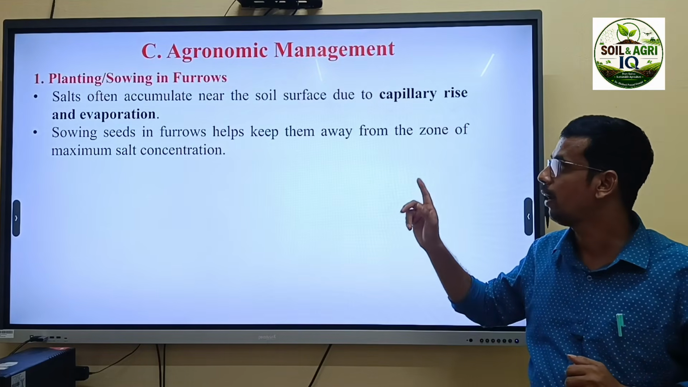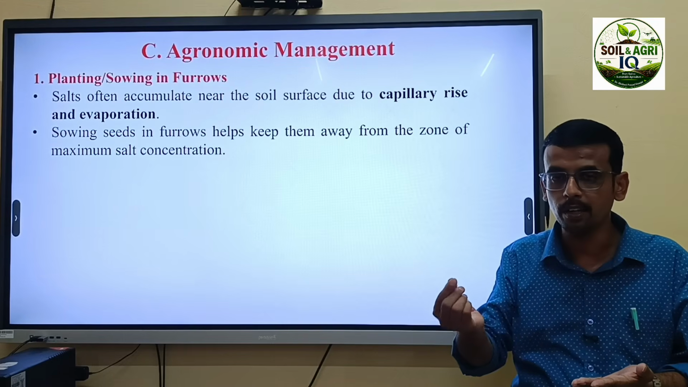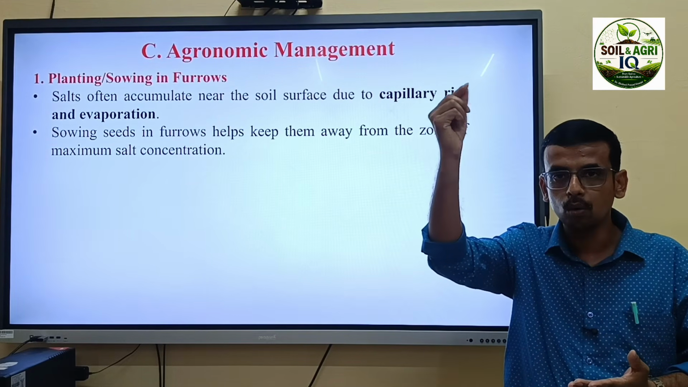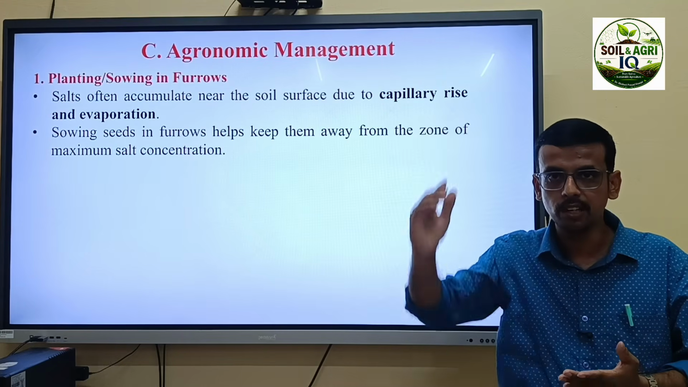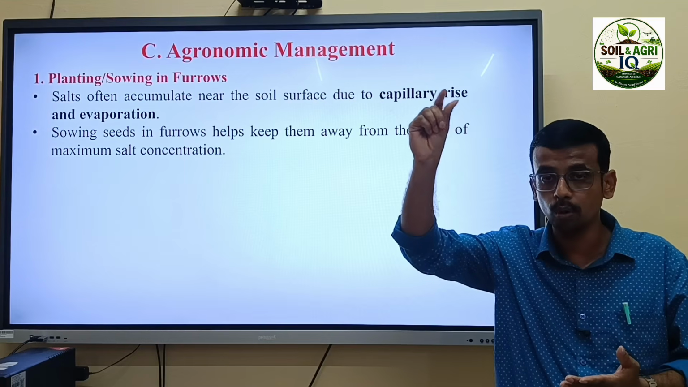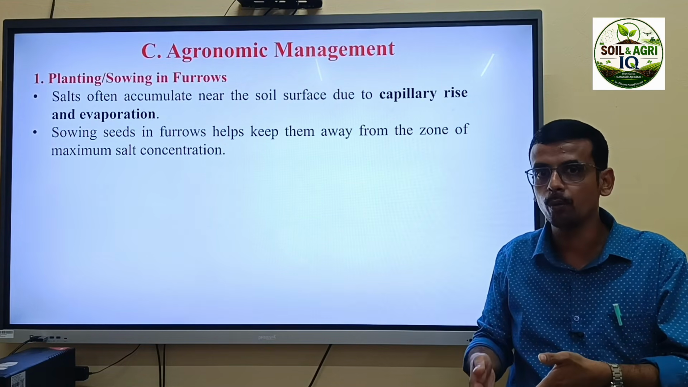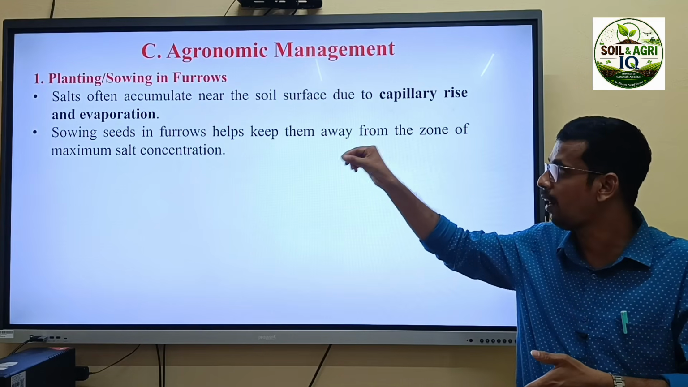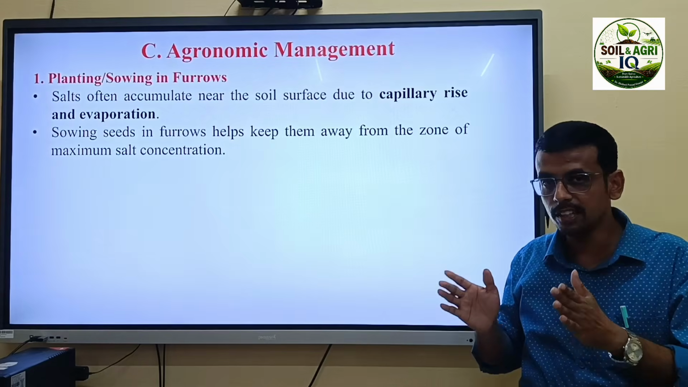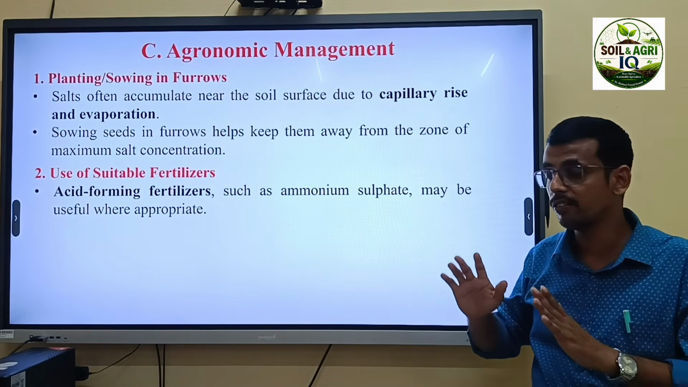Okay, so first one is the planting or sowing in furrows. Why in furrow? Because water through the capillary, salty water along with salts, rises to the top portion, the ridge. In the ridge, salt can easily move through capillary action to the upper portion, the ridge portion, but they cannot accumulate in the lower portion. So if you plant or sow your seeds in furrow, it will protect the seed from salinization, or the maximum salt concentration zone.